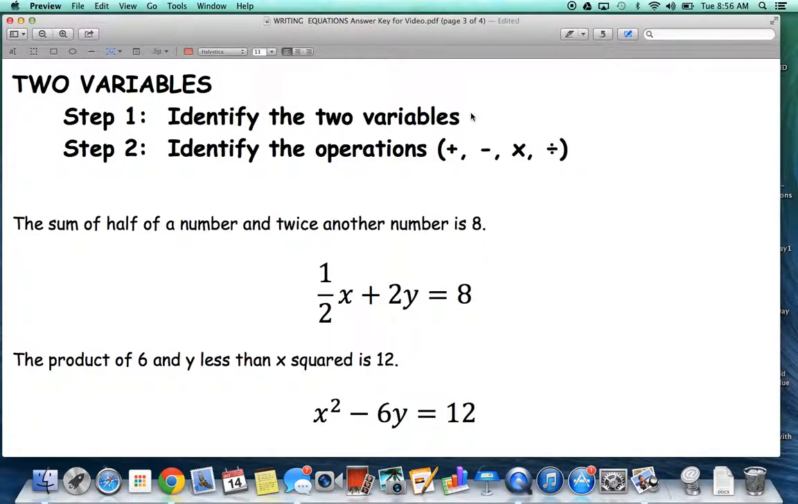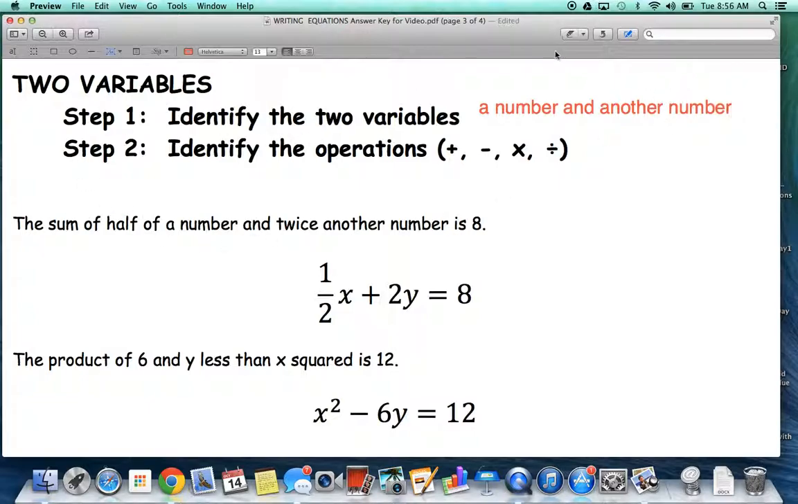Many times what you're going to notice is that if they have two variables, they'll either give you the two variables, they'll tell you what they are, or they'll say something like a number and another number. And that's your key to know that a number is going to be one variable, another means it's going to be a different variable. So maybe a number would be like A, and then another number could be B.